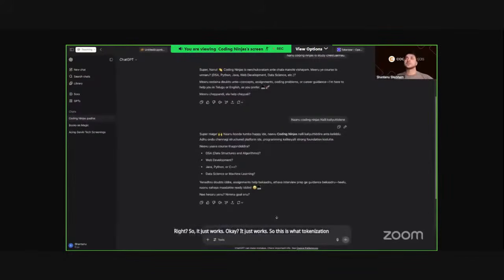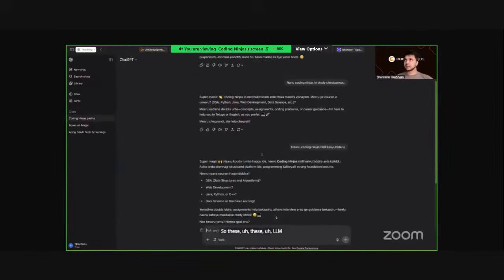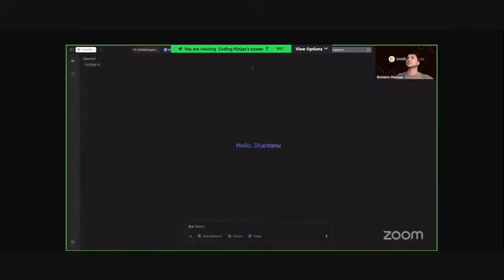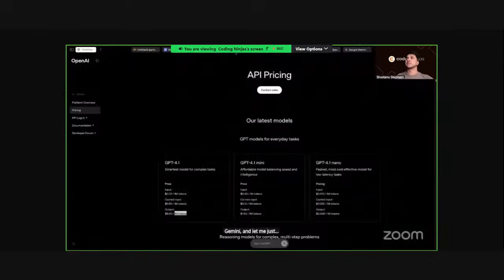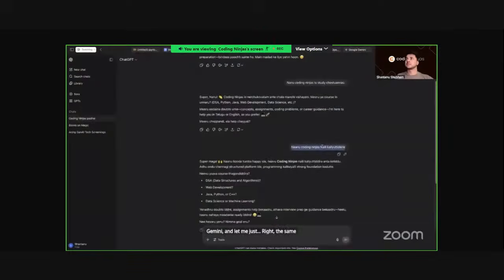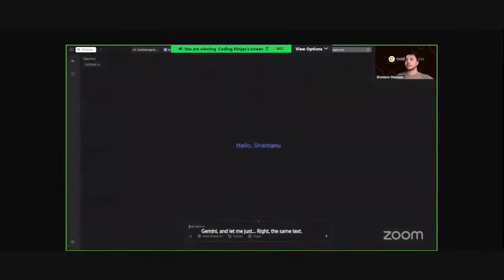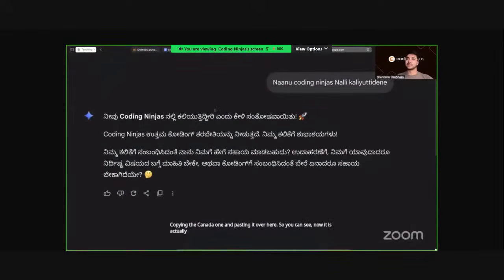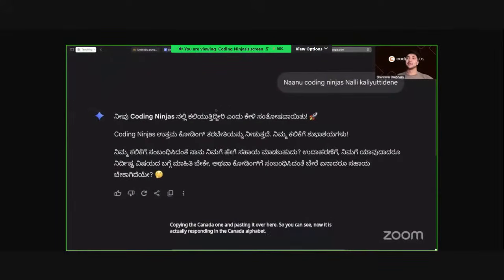These LLMs are able to understand different programming and different spoken languages as well. If I go to Gemini and write the same text, copying the Kannada one and pasting it over here, you can see it is actually responding in the Kannada alphabet. That's even more beyond amazing, right?